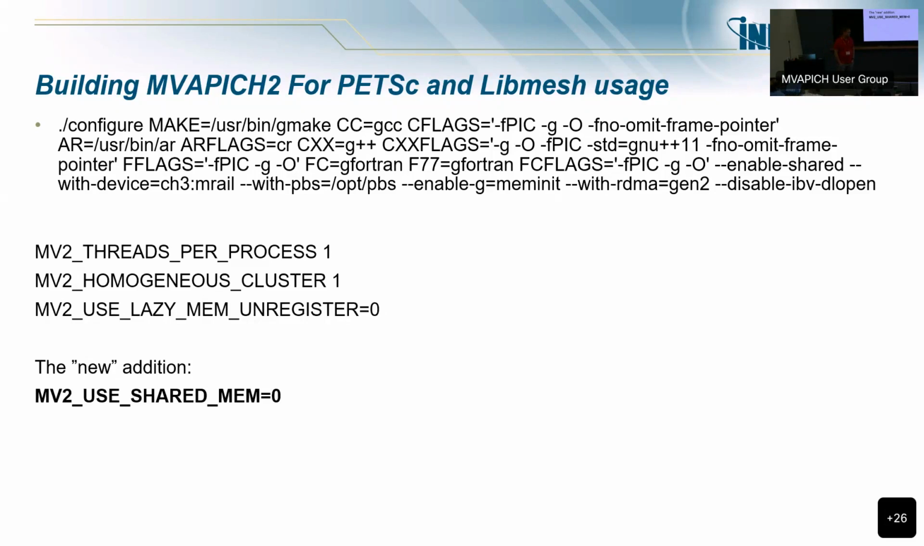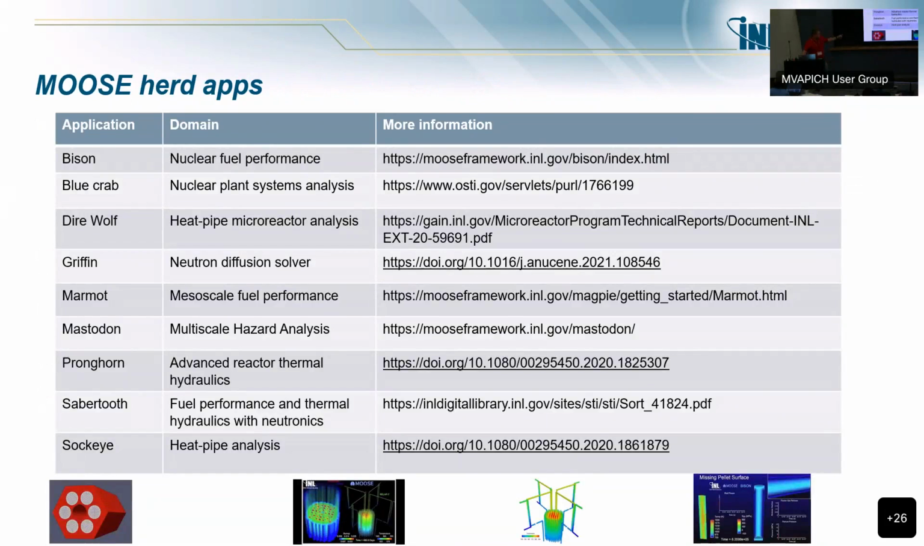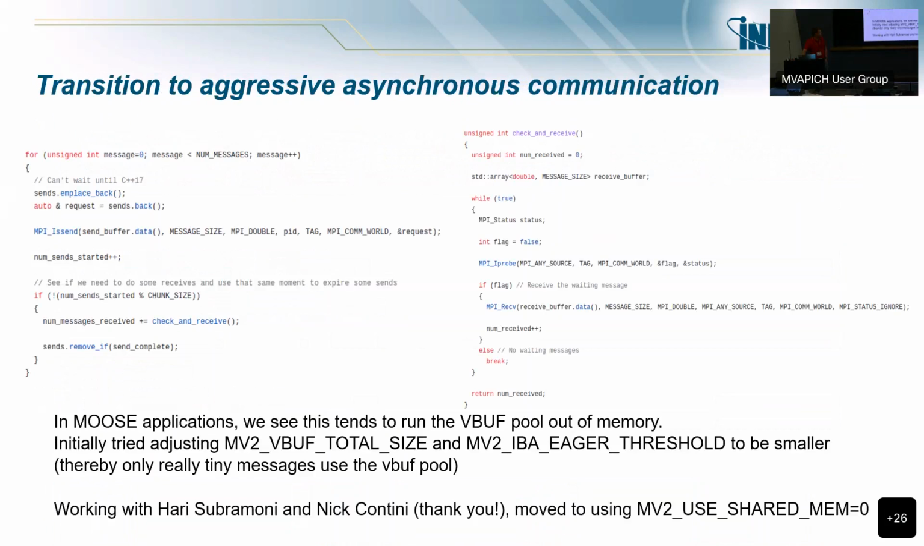So we worked closely with Nick and Hari in the past year, and we decided to turn off the shared memory pathways. This, of course, has performance consequences. That is the way we've been operating. We hope to get back to turning those on. This is how we operate and tune MVAPICH for the nuclear industry user. Again, those tools you saw earlier, this list, all of them are operating at this scale, with these settings now.